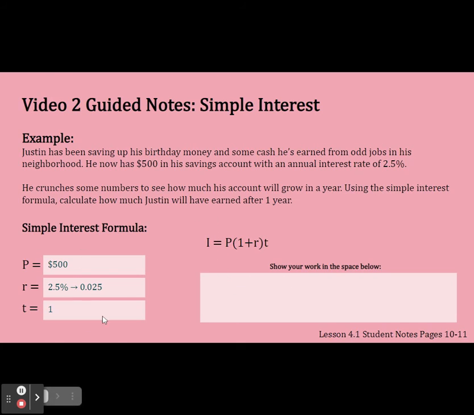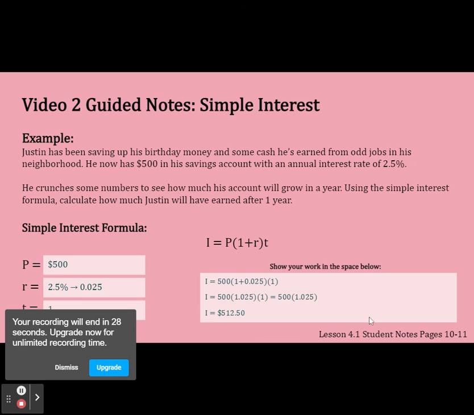And then all we're doing is substituting these numbers into our formula. So I'm going to have I equals 500 because our principal is 500, times (1 plus, instead of R, we're going to write 0.025), and then instead of T, we're going to write 1. And then we're just solving. So we're going to do 500 times 1 plus 0.025 is 1.025 times 1, and we can just multiply that. Anything times 1 is itself, so we have 500 times 1.025. Put that in your calculator, and you're going to get I equals $512.50. And that is it for simple interest.